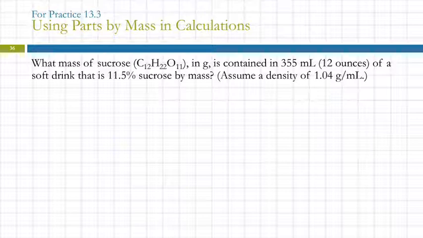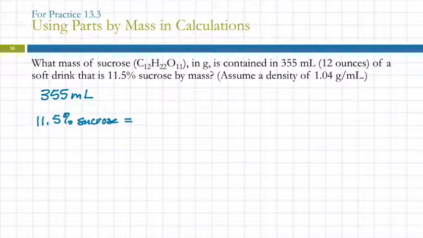So the first number I've got there is 355 milliliters. Do you think we need the 12 ounces? No. That's just sort of for your own reference because you know what a 12-ounce can of soda looks like, right? 12 ounces is 355 milliliters. And then we've got 11.5% sucrose by mass.